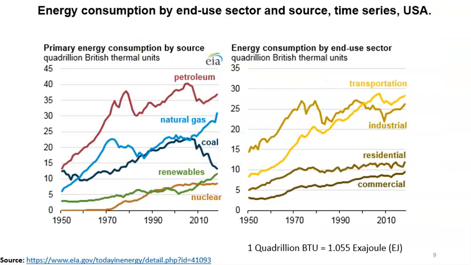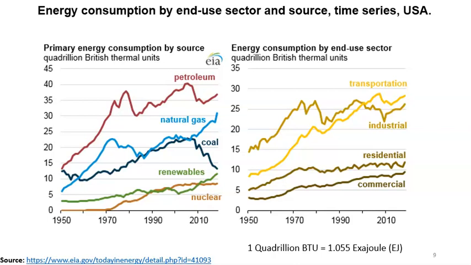When we look at the time series, we see that the use of petroleum and natural gas has rapidly increased over the last 70 years, and the use of coal in the US increased up to 2000 and then steadily declined, mostly being replaced by renewables and by natural gas.